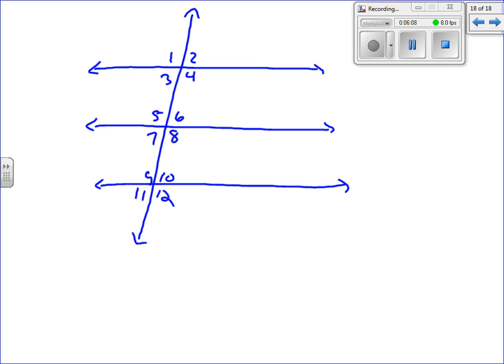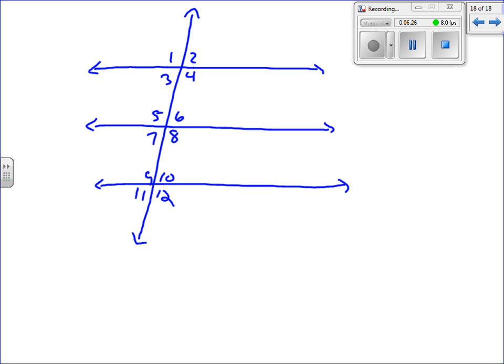The only problem is you can't look at alternate interior, alternate exterior so easily, so for this one I would just look at the corresponding angles. So 1, 5, and 9 all correspond, 2, 6, and 10 all correspond, 3, 7, 11, 4, 8, 12.